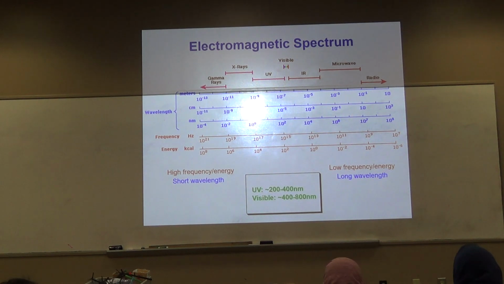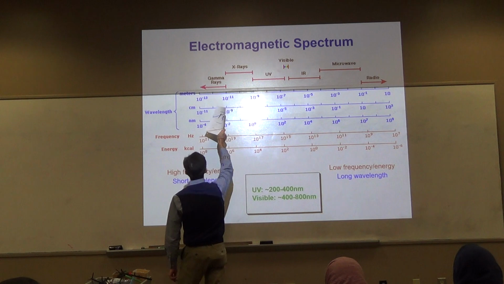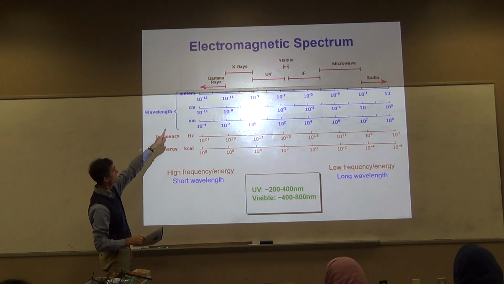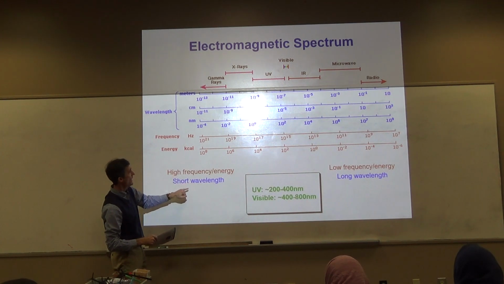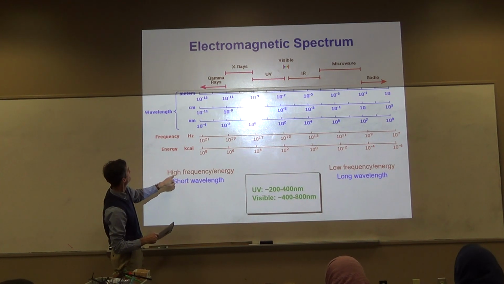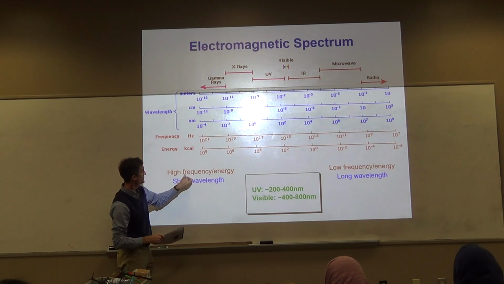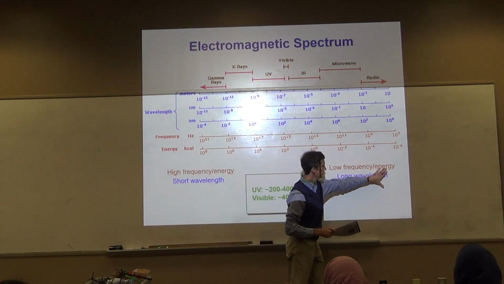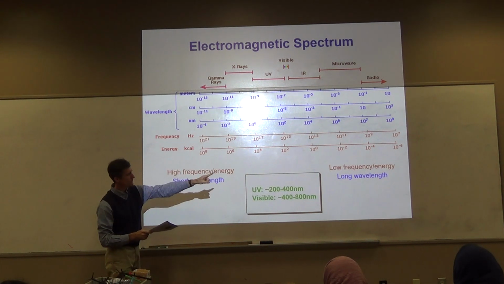Okay, you need to review your electromagnetic spectrum, listed in terms of energy. This is the high energy end: gamma rays, X-rays. High energy and high frequency over here, versus over here, low frequency, low energy.